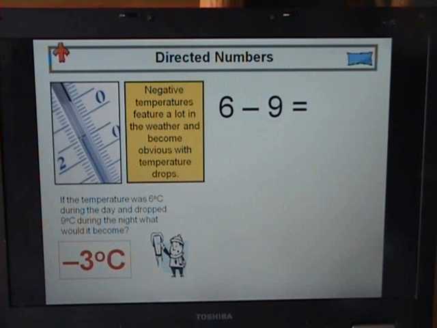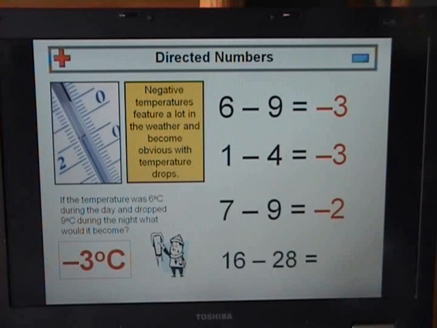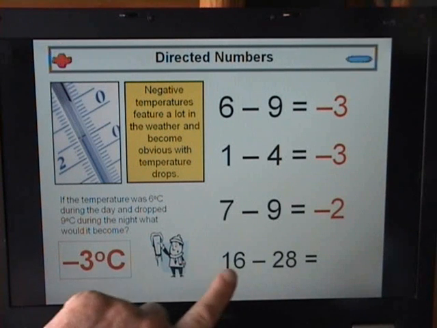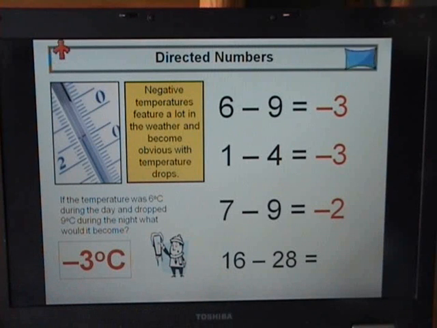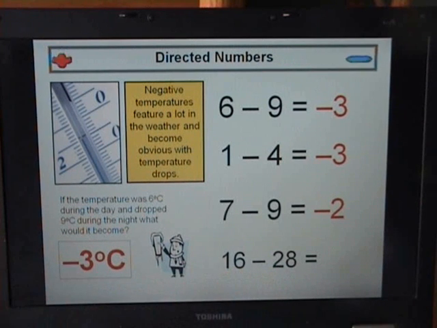And that's because 6 take away 9 is negative 3. Similarly, 1 take away 4, also negative 3. 7 take away 9, negative 2. And 16 take away 28, let's try that little trick again and do 28 take away 16 in our head first, and that would be 12. So 16 take away 28, because that is bigger than that, will give me negative 12.